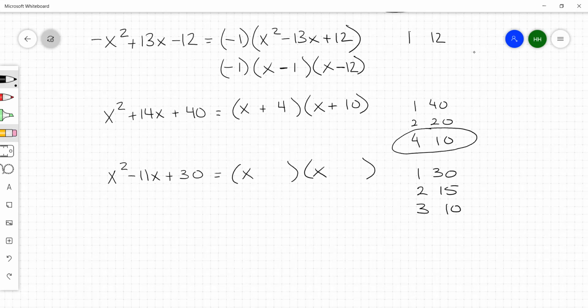4 doesn't go. 5 and 6 are factors of 30. 5 times 6 is 30, and 5 plus 6 is 11. You just need to be careful with your signs. So here's your factors, 5 and 6. They have to multiply to positive 30, but add to negative 11. So in this case, they both have to be negative.